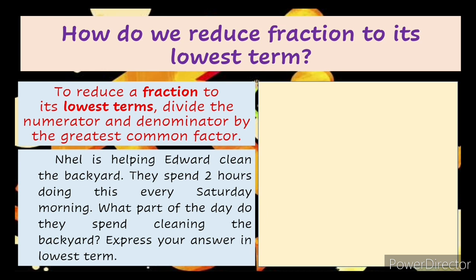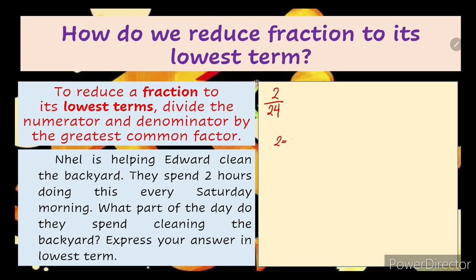So, paano nga ba natin siya i-express sa fraction? So, sabi, 2 hours daw sila nag-i-spend para maglinis ng kanilang backyard. All over, kung ilang oras meron sa isang araw. So, meron tayong 24 hours. We'll express this into lowest term. So, let us first find the greatest common factor of 2 and 24.